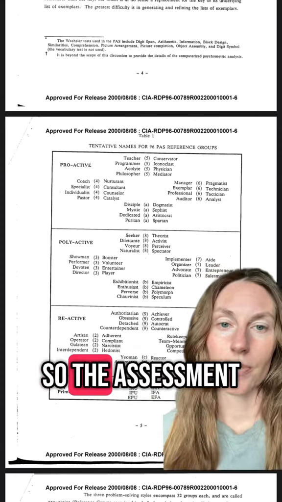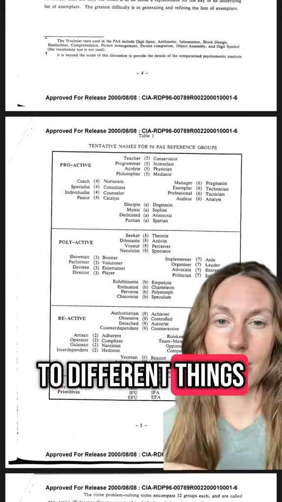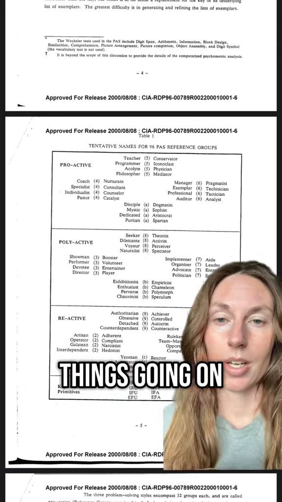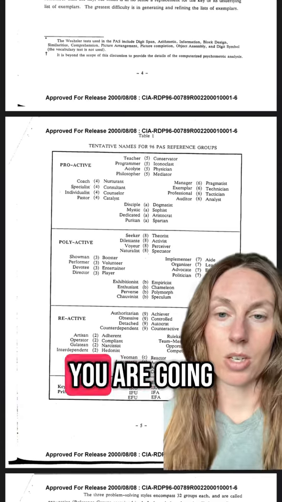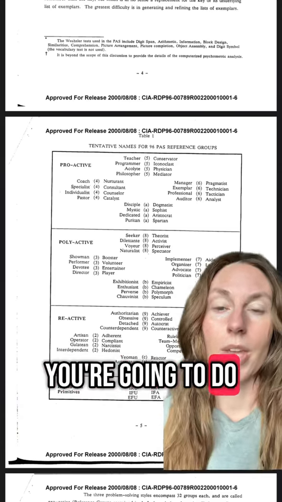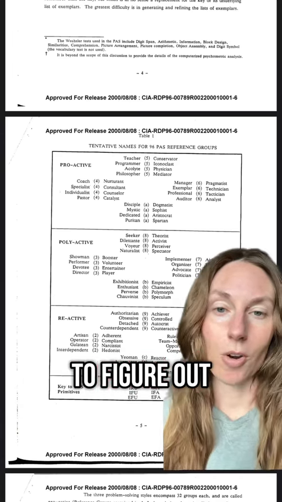So, the assessment looks at how you react to different things. If there's a lot of things to do, do you need multiple things going on to be able to get started? That would be polyactive. Proactive would mean that you create steps of what you're going to do. And then reactive would be somebody that needs somebody else's lead to figure out what to do.